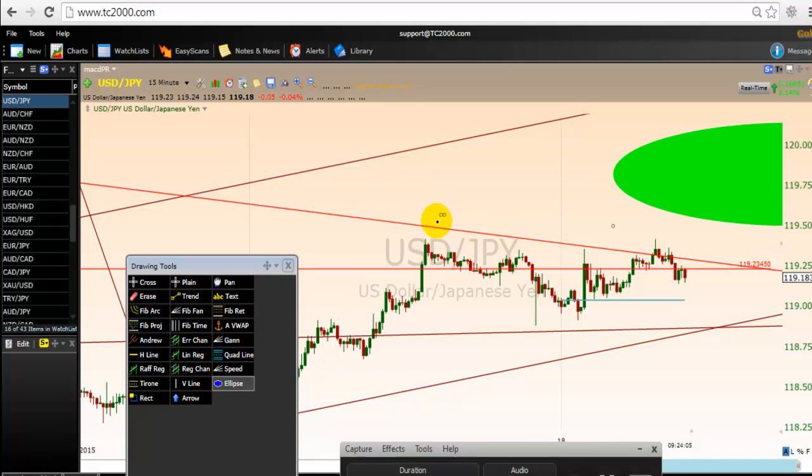But now you want to analyze whether the pattern is completed, yes or no. This is critical. You can see it's a double top. Is it completed? No.